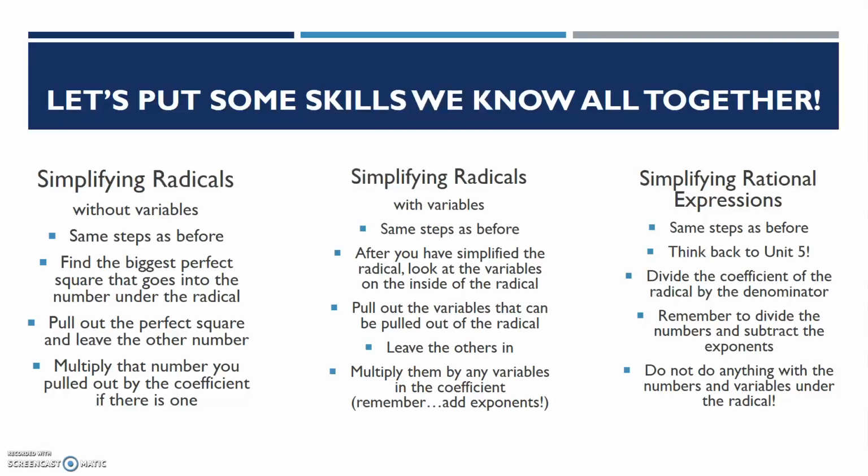You're going to simplify the radical, look at the variables on the inside of the radical, do that divide by 2 with the exponents, leave the other guys inside. After we go through and do everything with the radicals, we're going to end by simplifying rational expressions, those skills. Okay, think back to what we were doing. We're going to be dividing the coefficient of the radical by the denominator. Remember to divide the numbers and subtract the exponents. And don't do anything with the numbers and variables that have been left under the radical.